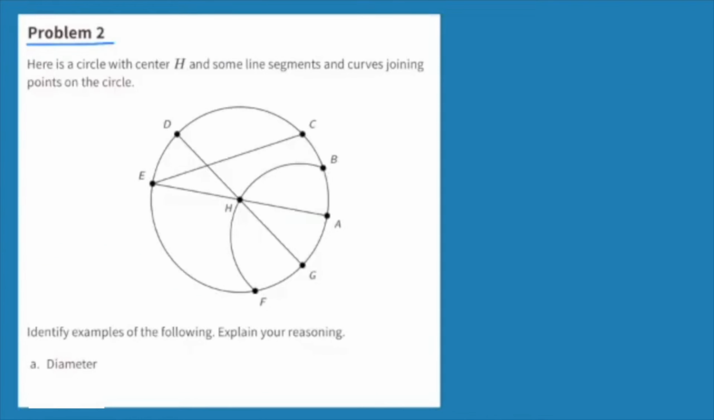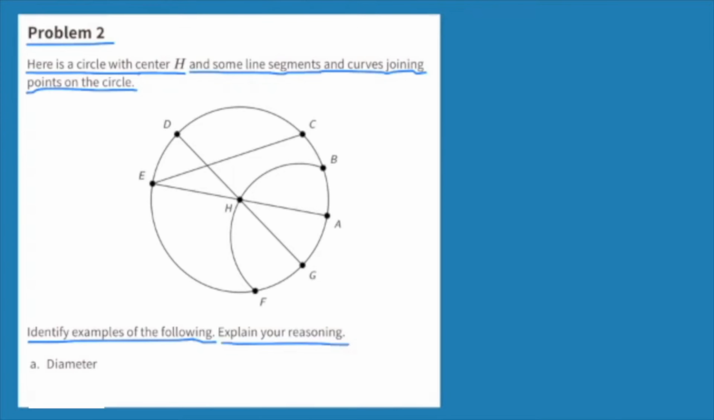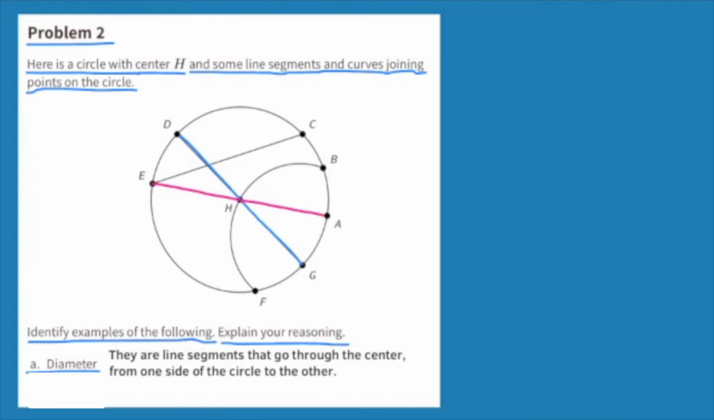Problem number 2. Here is a circle with center H and some line segments and curves joining points of the circle. Identify examples of the following. Explain your reasoning. A. Diameter. Line segments DG and AE are line segments that represent the diameter. They are line segments that go through the center from one side of the circle to the other.